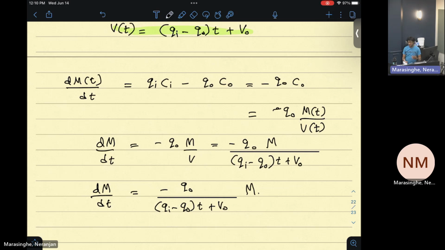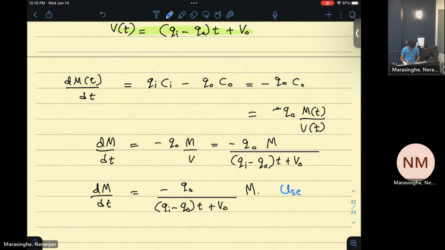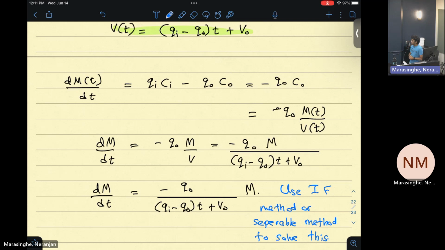Okay, so use the integrating factor method or the separable method to solve this equation. Then you would be done, right? Use the integrating factor method or the separable method. I hope now you can have the idea.